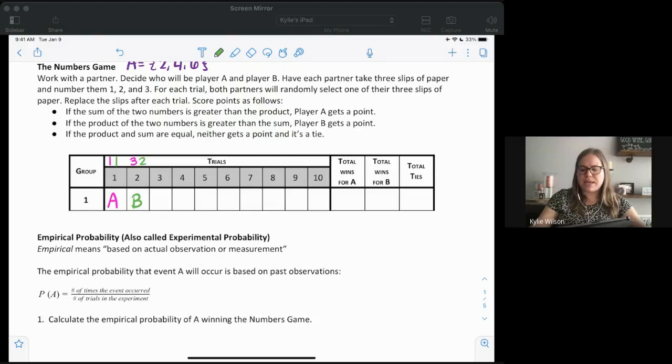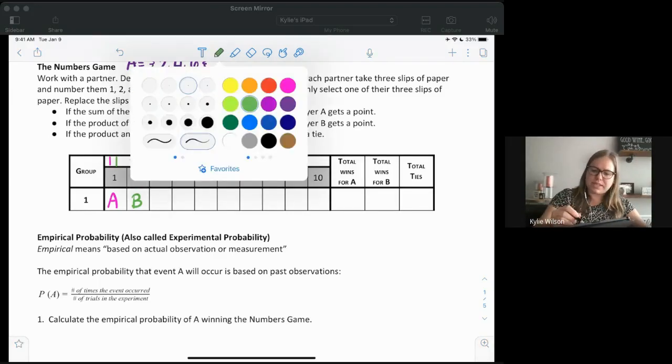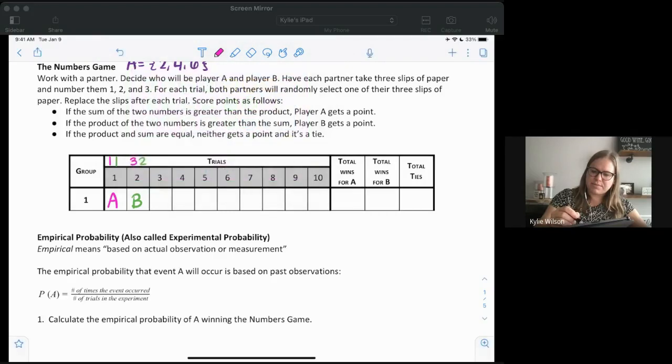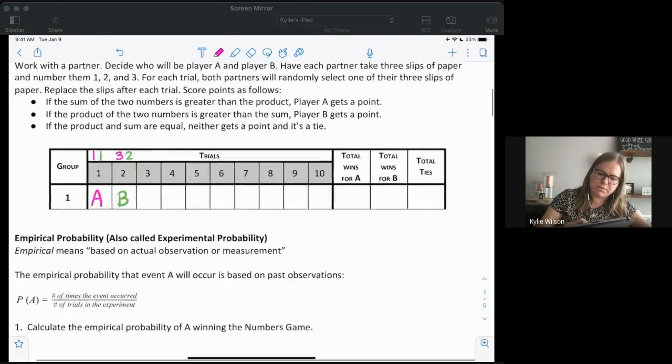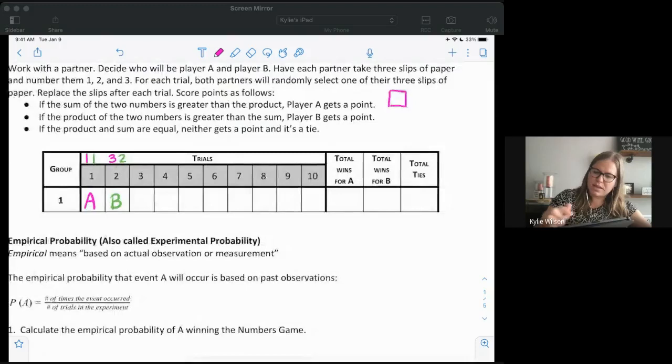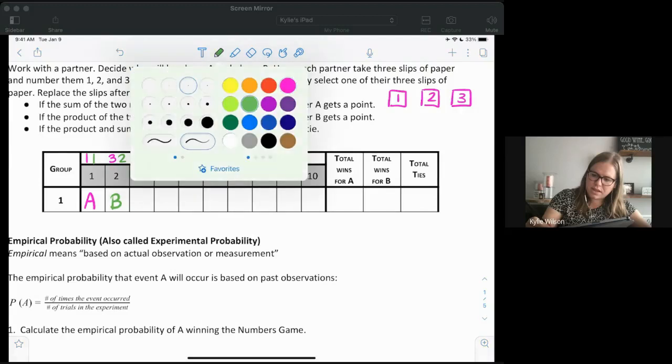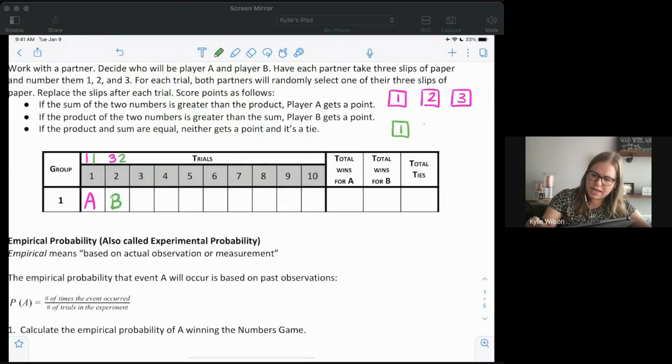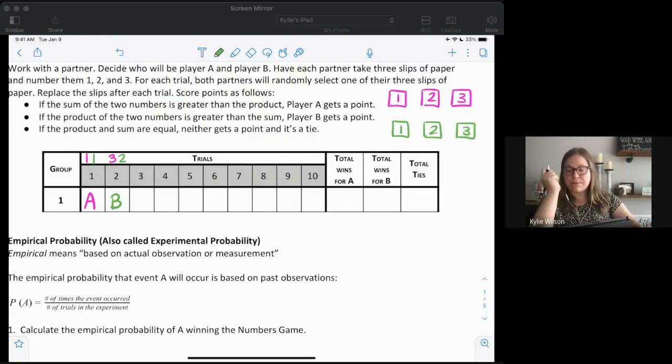So this is a little bit confusing without the actual pieces of paper, but we'll be looking at all of our possible outcomes after. But here's what's happening again. So here's player A's slips of paper. Player A has a 1, a 2, and a 3. And player B has a 1, a 2, and a 3. They roll these up and they each randomly pick one.